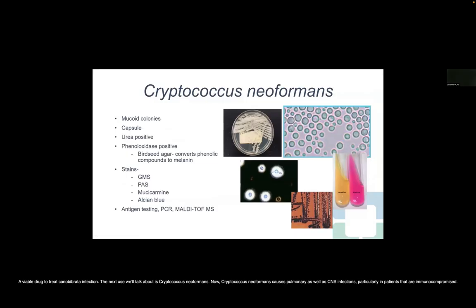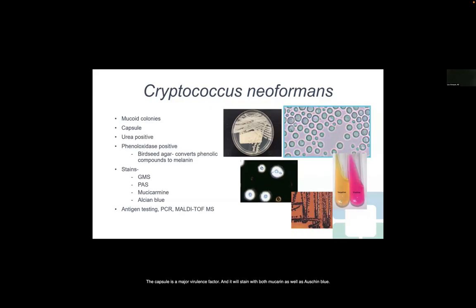The next yeast we'll talk about is Cryptococcus neoformans. Now, Cryptococcus neoformans causes pulmonary as well as CNS infections, particularly in patients that are immunocompromised. And what we see in the laboratory is these very discrete mucoid colonies resembling Candida albicans. When we look at Cryptococcus neoformans under the microscope, we see various sized yeast cells. They can range in size from 2 to 20 microns, and they're described as being like beads of water on glass. They don't touch each other because of the presence of the capsule of Cryptococcus.